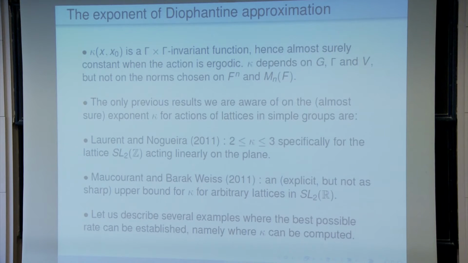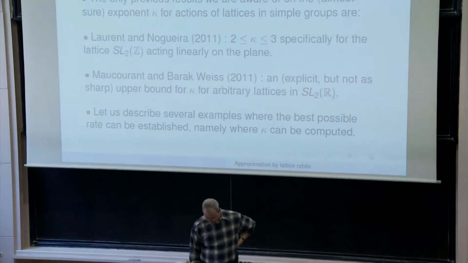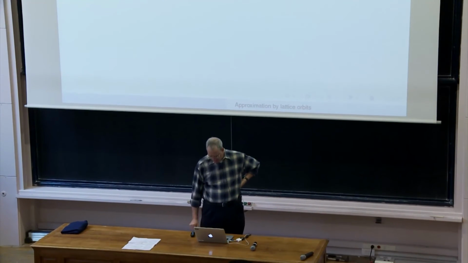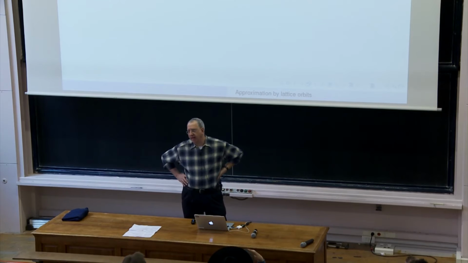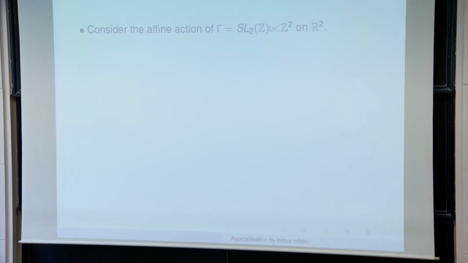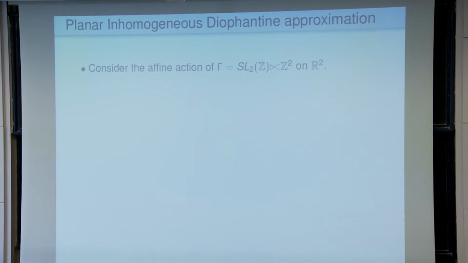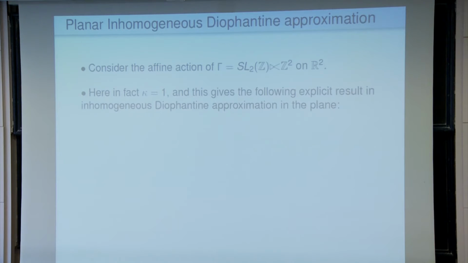Okay, so let us describe several examples where the best possible rate can be established, namely where kappa can be computed. So we consider the affine action of SL2Z semi-direct product Z squared on R squared, and we're going to consider planar inhomogeneous Diophantine approximation. Well, we claim that here, in fact, kappa equals 1. And this gives the following explicit result in inhomogeneous Diophantine approximation in the plane.